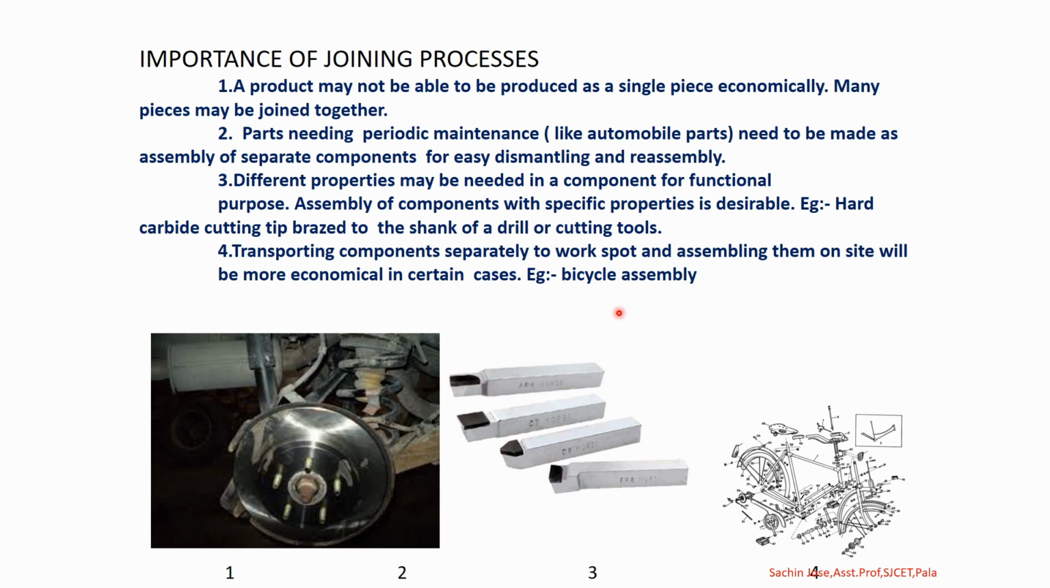Transporting components to the work spot and assembling is another factor in producing a product as different components. See, a bicycle: different components are manufactured at different sites, and they are brought together at a single site and joined together, which is much more economical.